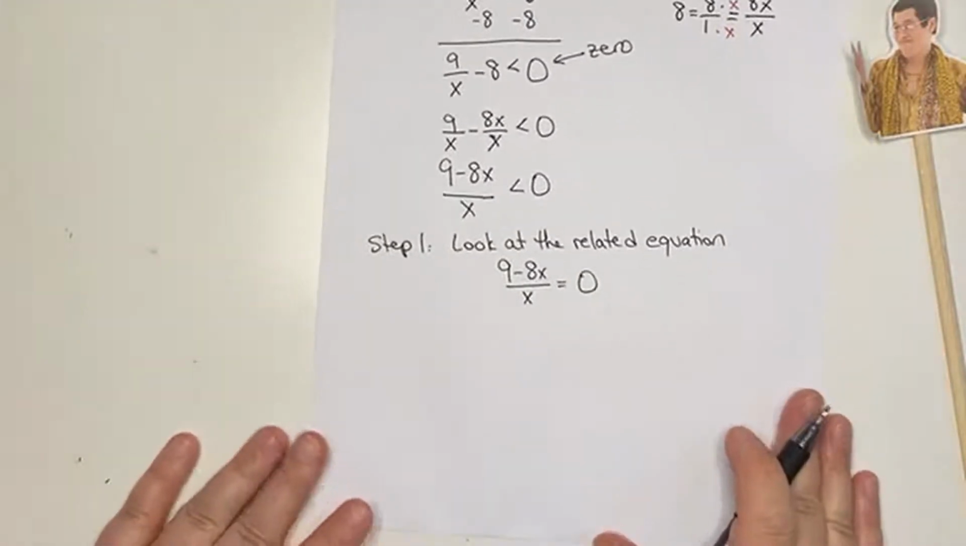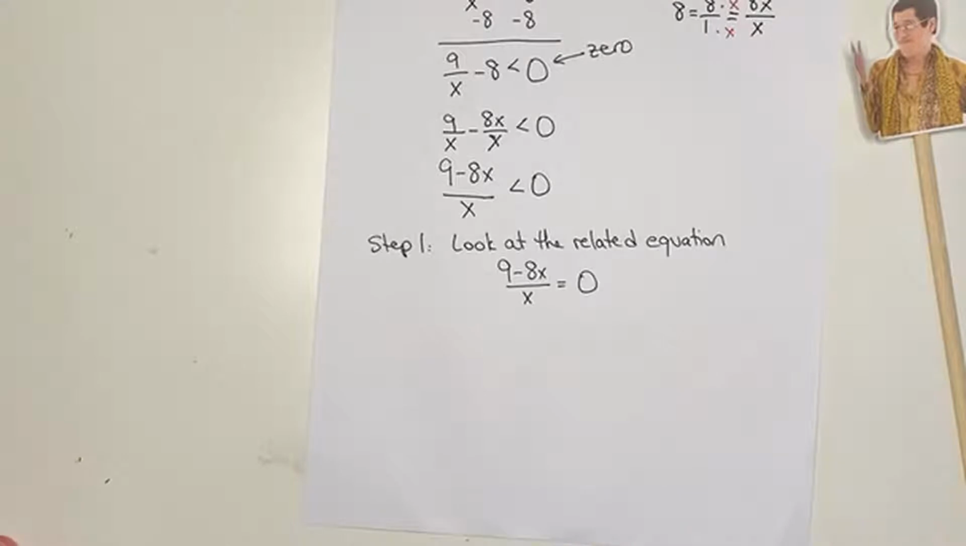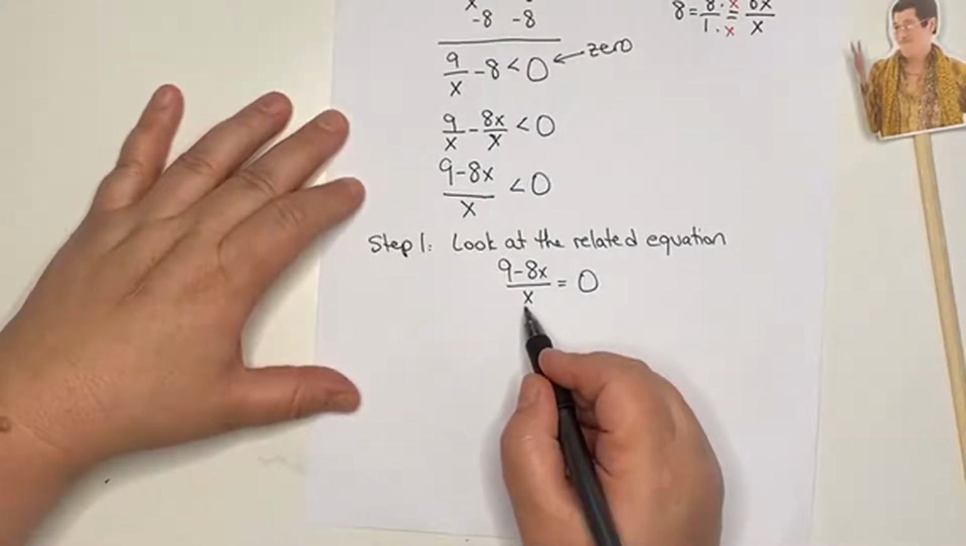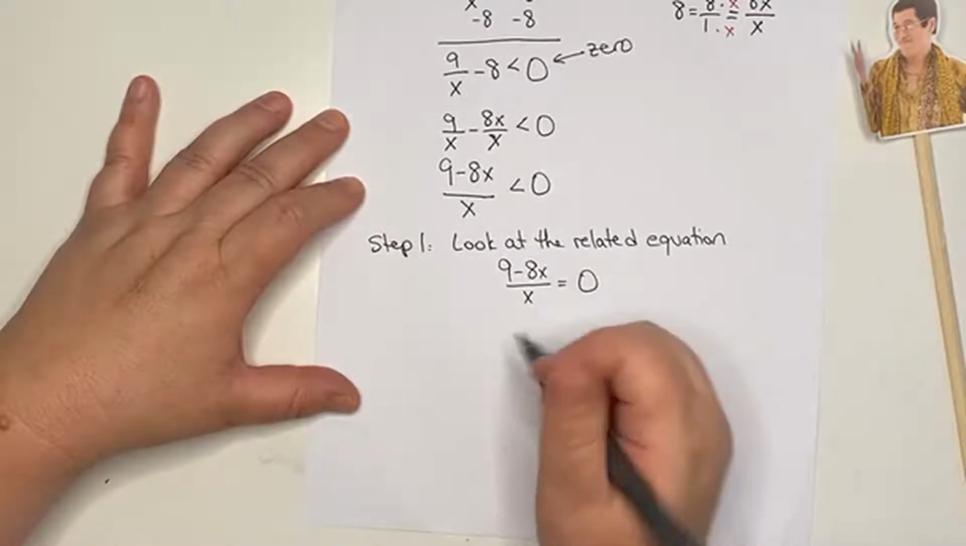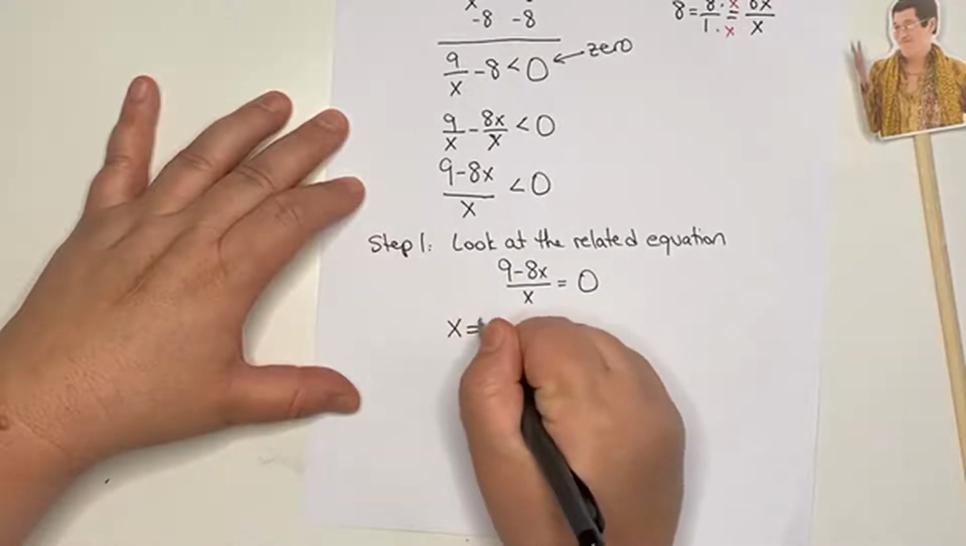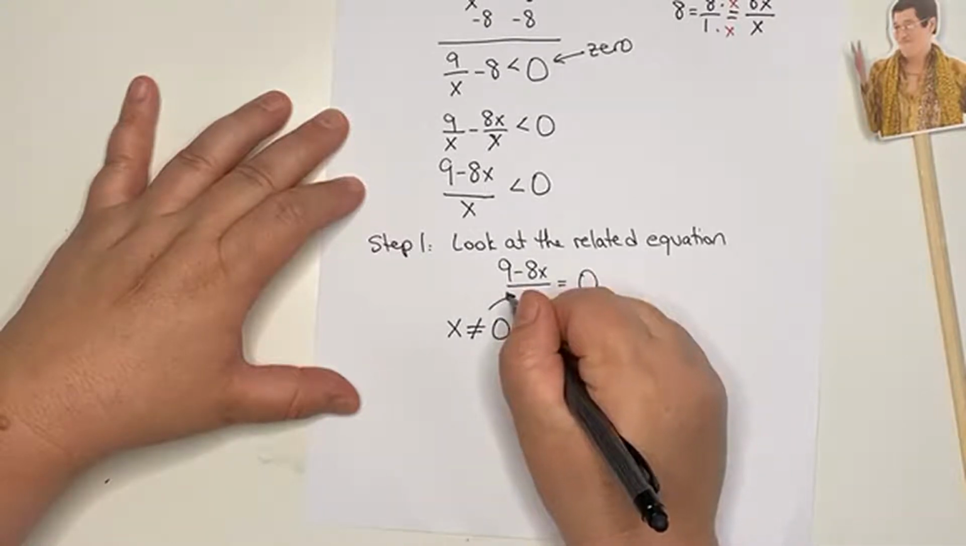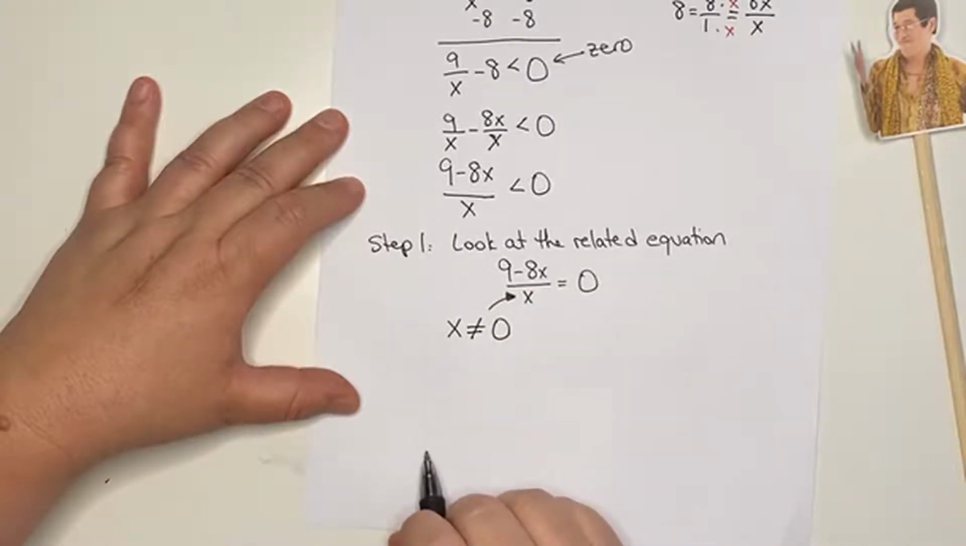So let's talk about a few things. What sort of things could we talk about? Well, we could talk about the fact that we've got an x in the denominator. So right off the bat, x cannot equal 0. So that's really important. We got to remember that.